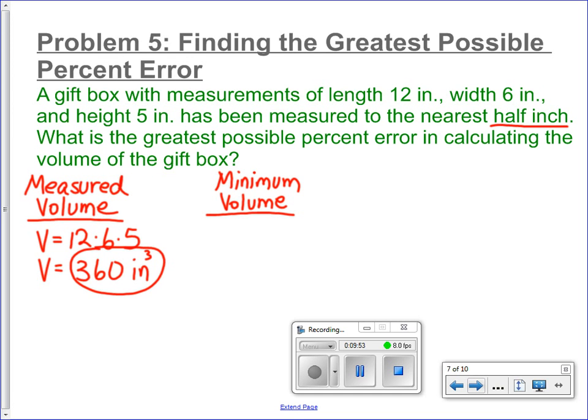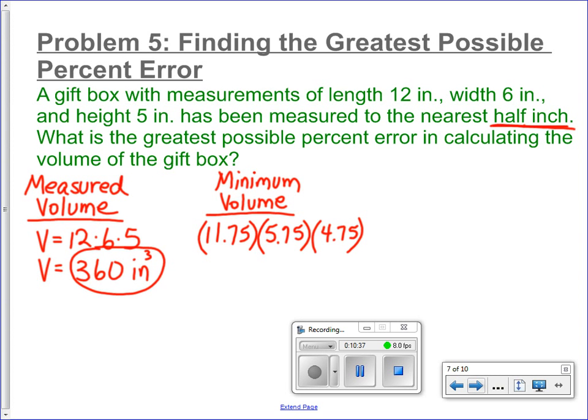Now remember that to find the relative error, it's half of what we're measuring to. So if we're measuring to the nearest half inch, it could be off by a quarter of an inch either lower or a quarter of an inch higher. So 12 inches as a minimum length would be 11.75. The width, 6 inches, take off a quarter of an inch, would be 5.75 inches. And the height of 5 inches, take off a quarter of an inch, would be 4.75.